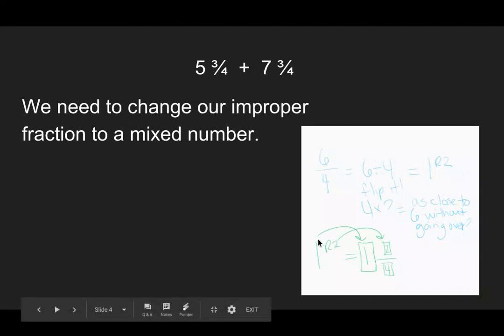Your quotient, so your whole number, becomes your whole number part of your mixed number. So in this case, 1 becomes our whole number. Your remainder becomes your numerator. And your denominator is going to stay the same. So we brought down the 4 from up here to our denominator.